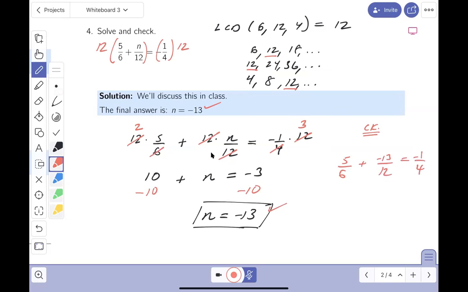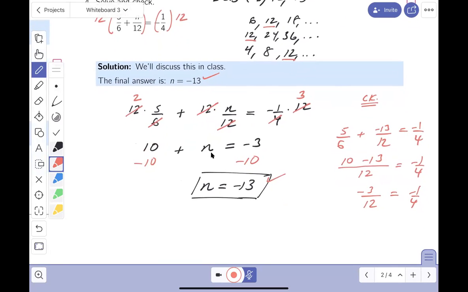Well, on the left side, the LCD is 12. What times 6 gives you 12? 2. So 2 times 5 is 10. And that's 10 minus 13 now. There's not much I can do with the right side. What's 10 minus 13? Minus 3/12. Does minus 3/12 reduce? Of course it does, to minus 1/4. So it checks out beautifully.